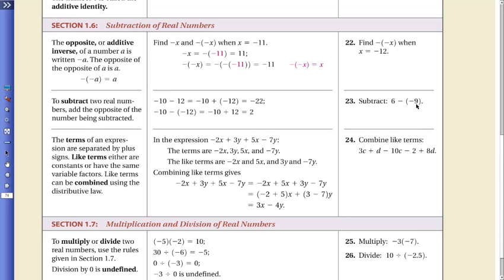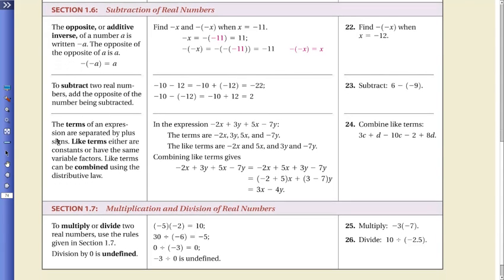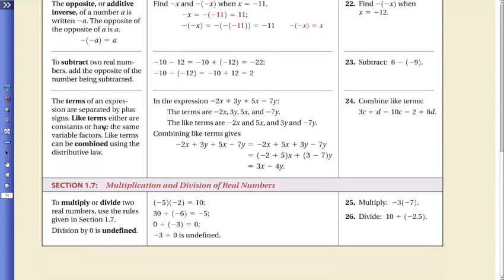The opposite of negative 9 is 9. The additive inverse of negative 9 is 9. Negative 1 times negative 9 is 9. They all end up doing exactly the same thing. In fact, I like the negative 1 times it because algebraically that is purely in the language of algebra, which is where we're trying to get to. So they tell us how to change subtraction to an addition, and then they get into terms.